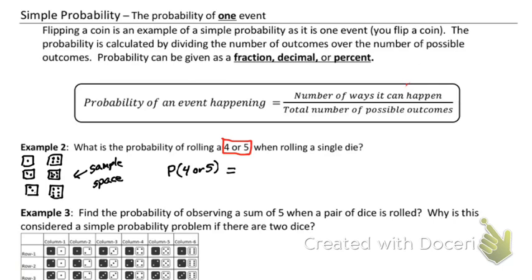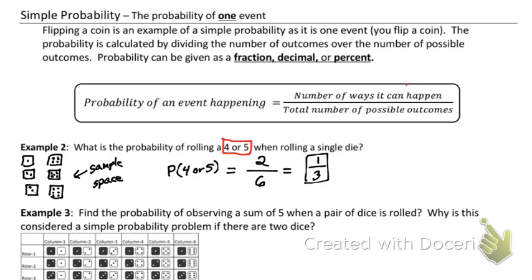Now, to be successful, there are 2 possibilities. Either I roll a 4 or a 5. So we have 2 on top. There are 2 ways that this can be successful, out of how many ways could we possibly roll? We could roll 1, 2, 3, 4, 5, or 6. So we have 6 possibilities. So our end probability is going to be 1 out of 3.